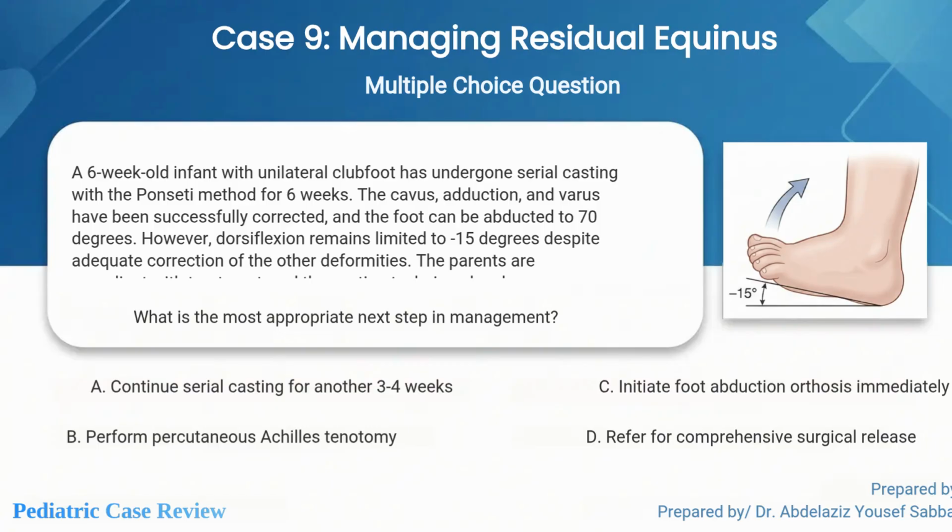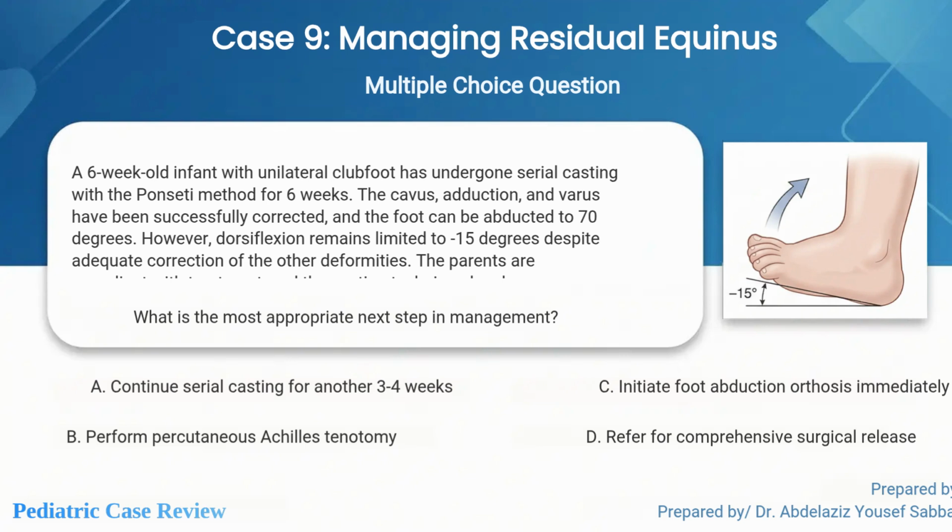Case 9. A 6-week-old infant with unilateral clubfoot has undergone serial casting with the Ponseti method for 6 weeks. The cavus, adduction, and varus have been successfully corrected, and the foot can now be abducted to 70 degrees. However, dorsiflexion remains limited to -15 degrees despite adequate correction of the other deformities. The parents are compliant with treatment, and the casting technique has been appropriate. What is the most appropriate next step in management?